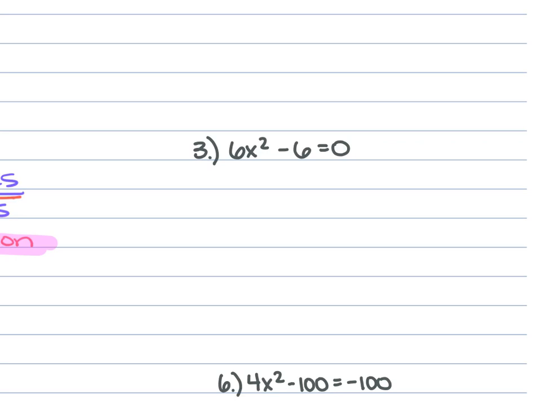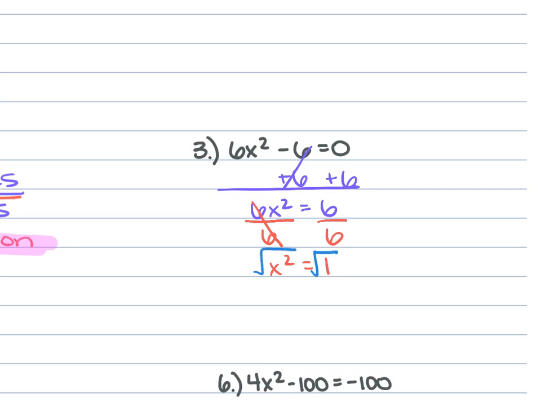For 3, we have 6x squared minus 6 is equal to 0. So we're going to add this 6 to both sides. Then we have 6x squared is equal to 6. Then we divide each side by the 6. So x squared is equal to 1. We take the square root of both sides, and x is equal to plus or minus the square root of 1. I'm sorry, the square root of 1 is 1, so it's just plus or minus 1.